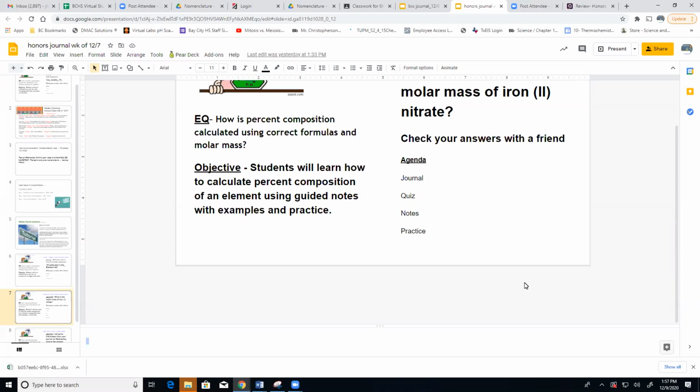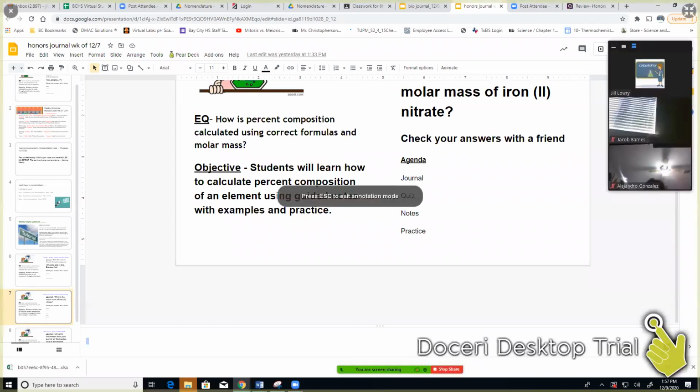As someone was saying, this 2 does not mean that iron has a subscript of 2. This means it has a +2 charge. And nitrate is a -1. So what should my formula be? And nitrate is NO3. Fe1 NO3 with the 2. And we don't write the 1, right?